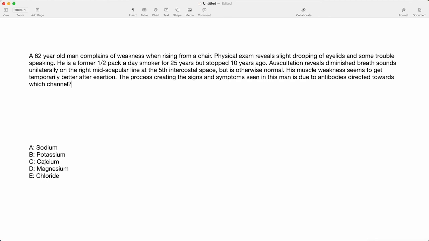So we know that the antibodies are directed toward the presynaptic calcium channels. In this case, sodium would be the differential if we were thinking about myasthenia gravis. However, we know that's not the case, and the others are just distractors.